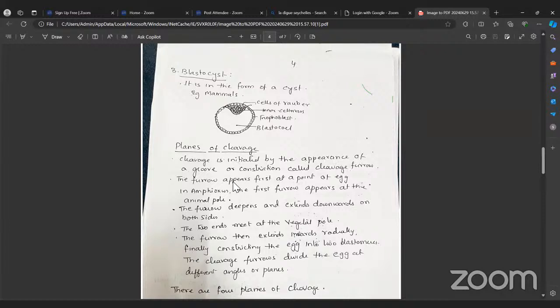So cleavage is initiated by the appearance of a small groove or constriction called the cleavage furrow. This furrow appears first at a point of an egg. In Amphioxus, the first furrow appears at the animal pole. The furrow deepens and extends downwards on both the sides. That is not on one side.